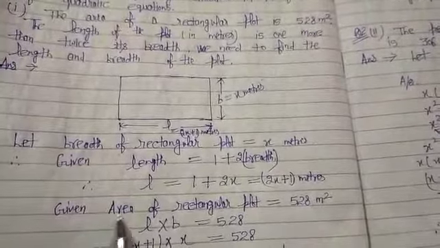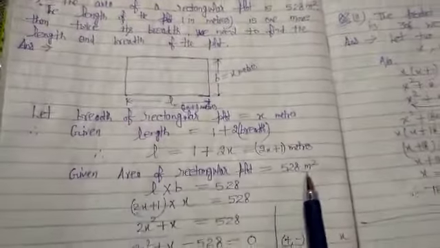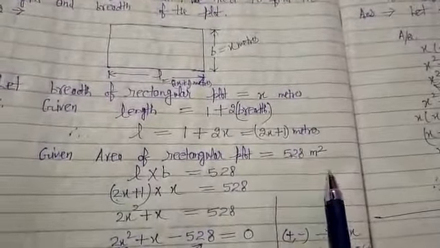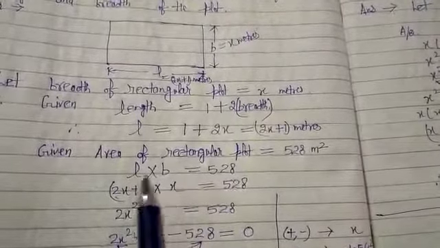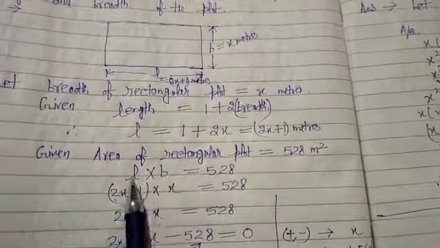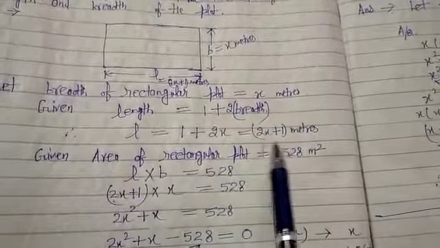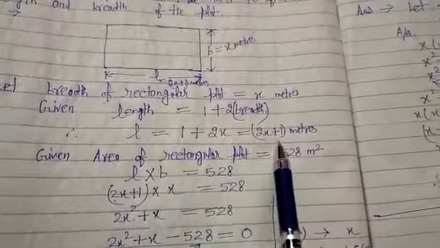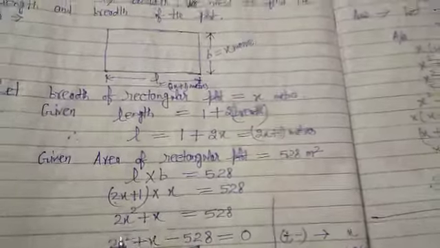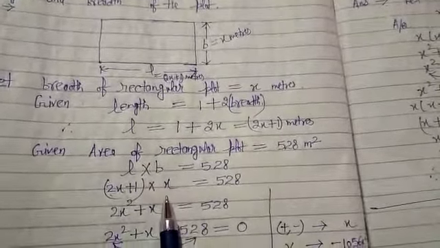It is given in the question area of the rectangular plot is 528 meters square. We know that the formula of area of rectangular plot is length into breadth. Length into breadth is equal to 528. Length is 2x plus 1. Already we have framed the equation. 2x plus 1 and breadth is x.